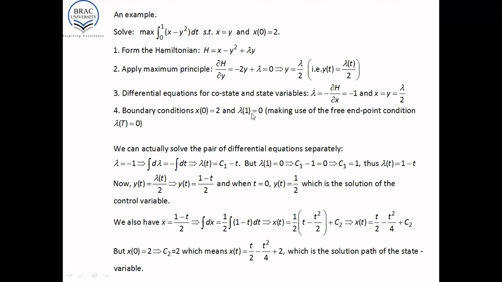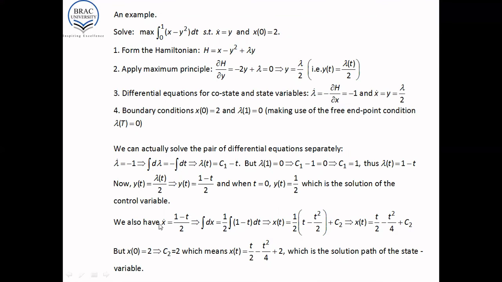But we have the transversality condition, lambda of 1 is equal to 0, which implies c1 minus 1 is equal to 0, which means that c1 is equal to 1, so lambda of t is equal to 1 minus t. Now, y of t is equal to lambda of t by 2, which means that y of t is equal to (1 minus t) by 2, so we have solved for the control variable. When t is equal to 0, y of t is equal to half, which is the solution of the control variable when t is equal to 0.